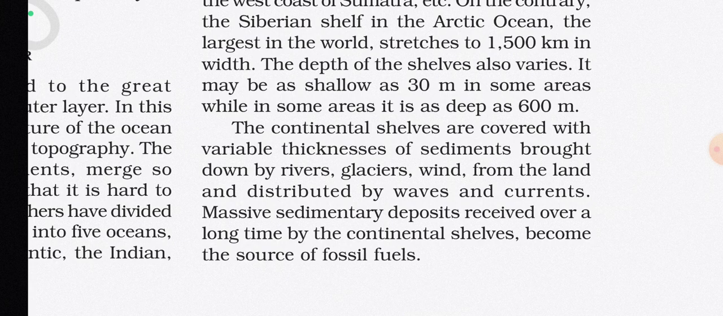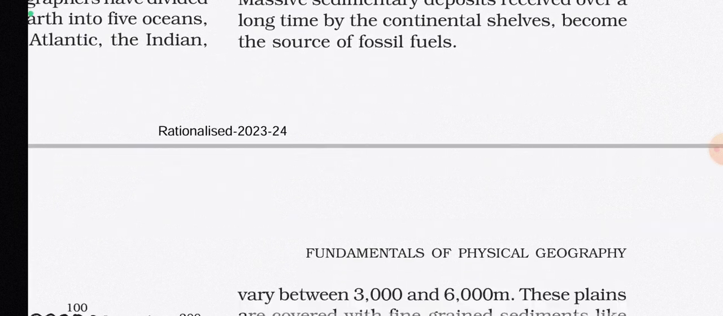The continental shelves are covered with variable thicknesses of sediments brought down by rivers, glaciers, and wind from the land, and distributed by waves and currents. Massive sedimentary deposits received over a long time by the continental shelves become the source of fossil fuels.